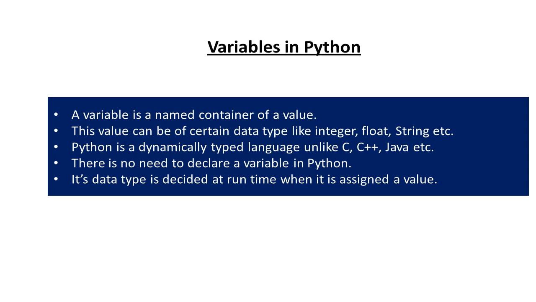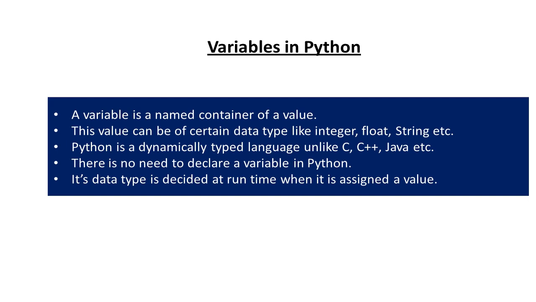In this lecture, we are going to have a fair idea about variables in Python. As you might already know, a variable is a named container of a value. So whenever we are supposed to contain a value somewhere in the memory location, it is stored under a variable name. This value can be of a certain data type like integer, float, string, etc.